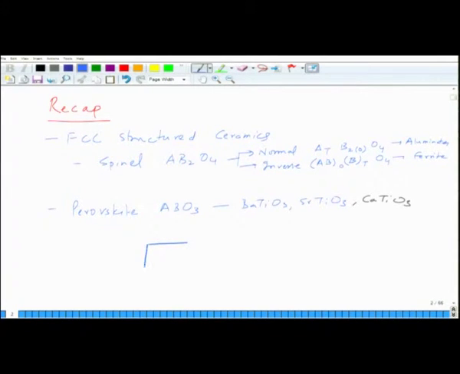So, here in the unit cell, oxygens go to face centered sites, barium goes to the cell corners, and titanium goes to the center of the cell. So, this is A, this is B, and this is O.